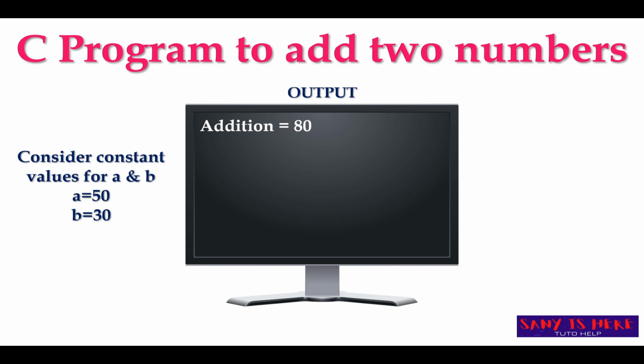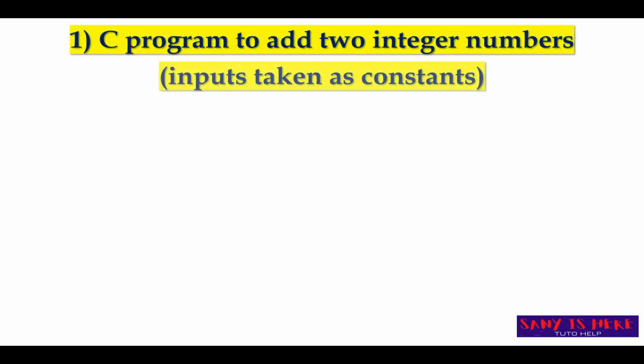Okay. How to write the code for this C programming code? Let us see. C program to add two numbers and inputs taken as constants. Inputs means A and B. Output is C. Let us see.